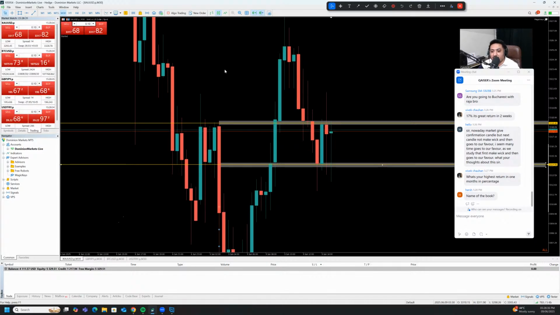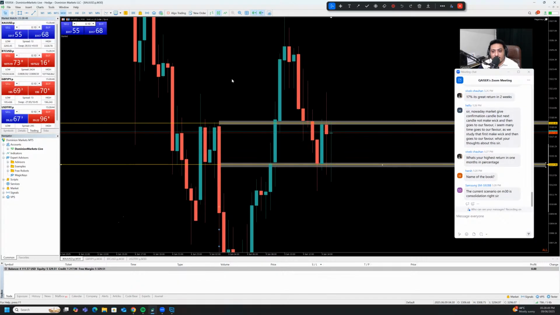Nowadays the market gives a confirmation candle, but the next candle doesn't make a wick and then goes in our favor. It seems many times it goes in our favor, though we studied that it first makes a wick and then goes in our favor. What are your thoughts about that? If you are a beginner, just wait for the candle to close and create a wick, and then break the high. Right now, just stick with that. Do not flip, even if the market does this to you two or three times. It doesn't matter. You just need to stick with that.